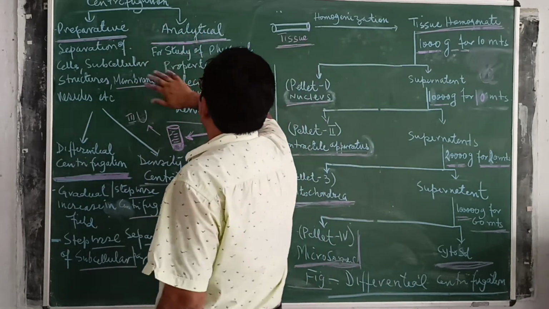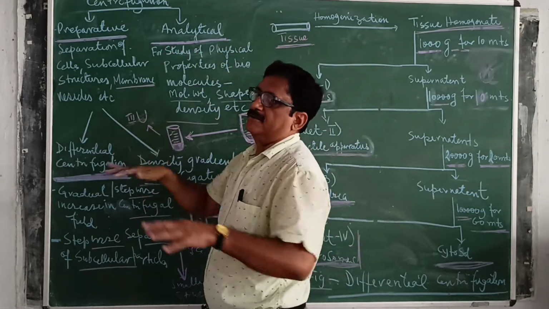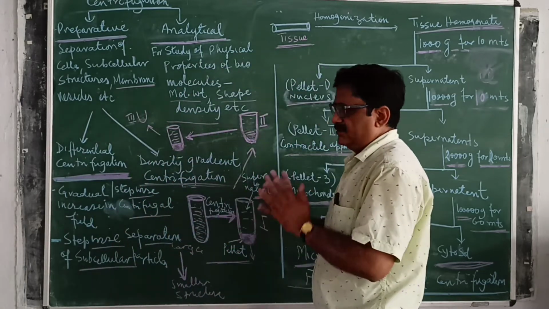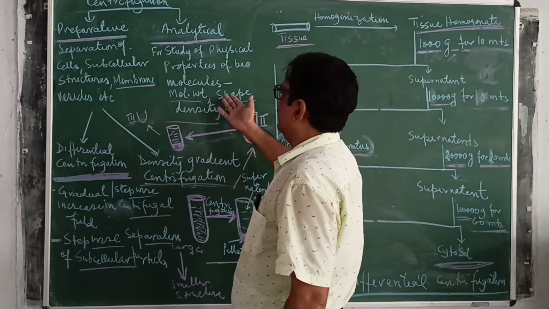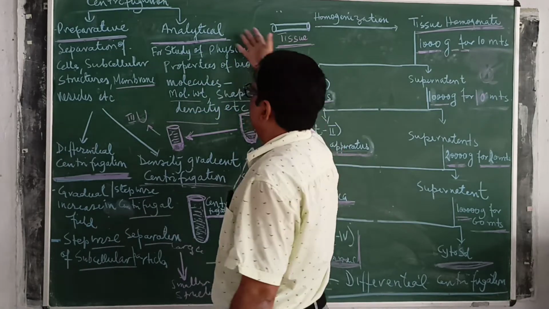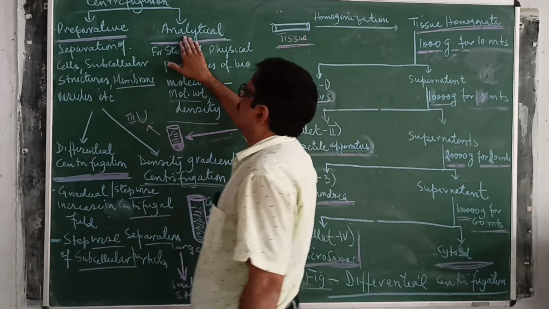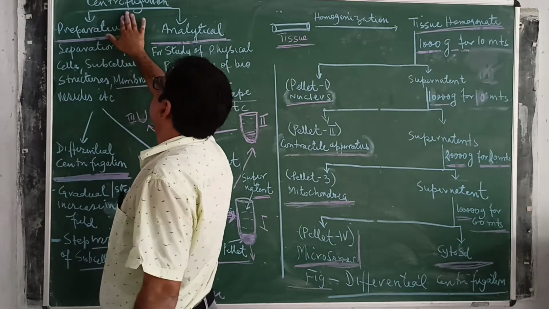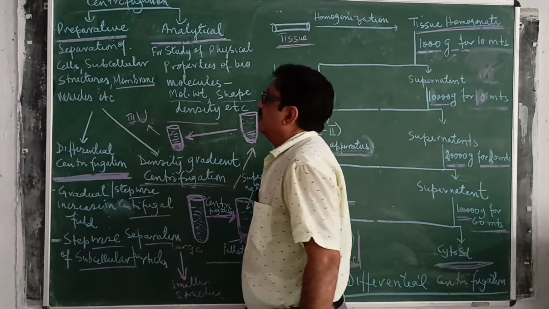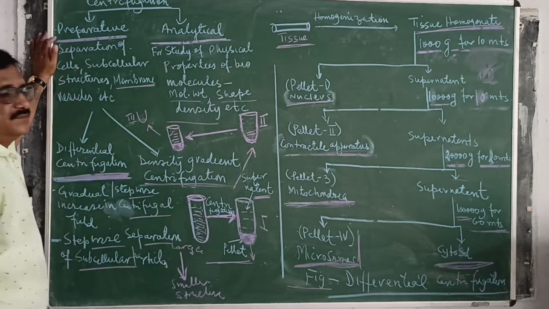And in analytical centrifugation, we study the physical properties of the biomolecules or macromolecules, like their molecular weight, their shape, or their density. So these physical properties can be studied using analytical centrifugation, and by using preparative centrifugation we can separate these components. We will discuss preparative centrifugation today.